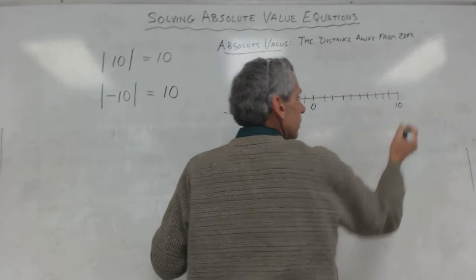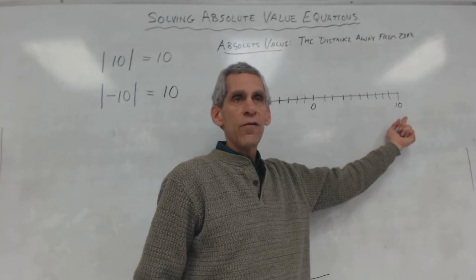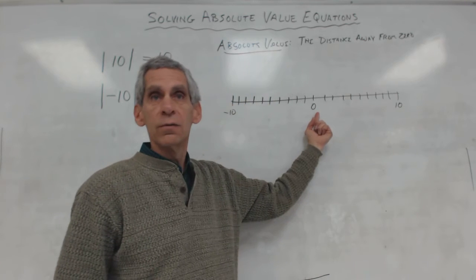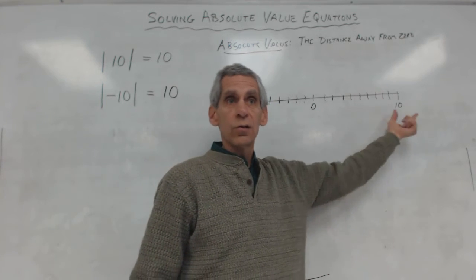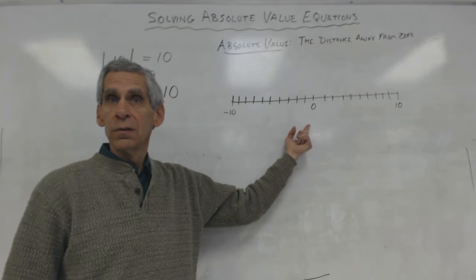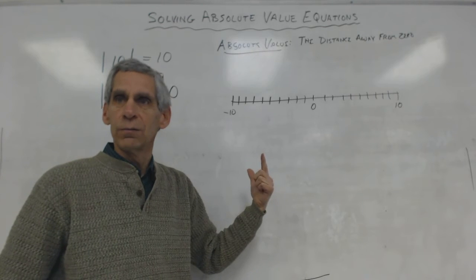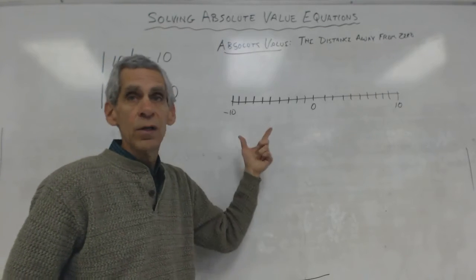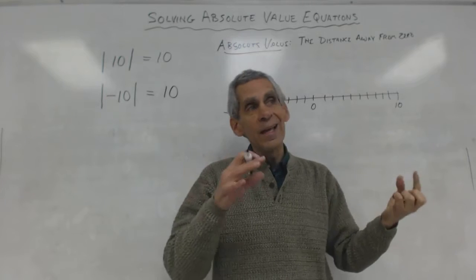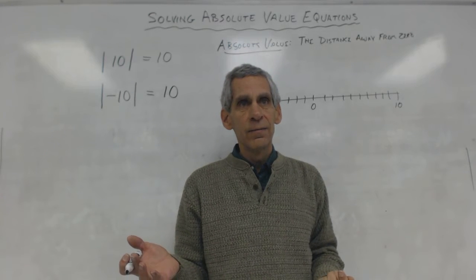This is positive 10. How far is 10 away from 0? 10. It's 10 units away from 0, right? How far is negative 10 away from 0? Yeah, it's not negative 10 units away from 0. It's just 10 units away from 0, right? I can still count them. So with absolute value, negative doesn't really exist. Does that make sense? You get that?